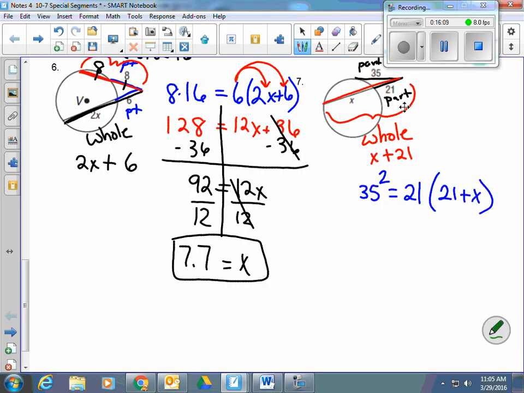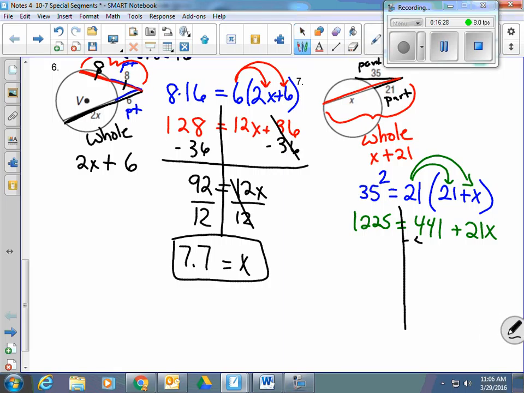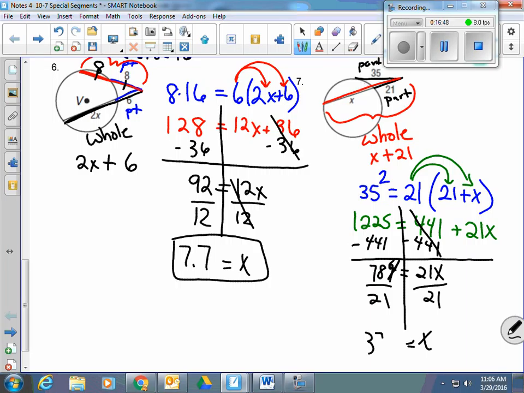Now what? Distribute. 21 times 21 is 441. 21 times x is 21x. What's 35 squared? Okay? Great. What do I do next? Good. Subtract 441. And you get what? 789, is that right? 784. Now what? Divide by 21. So x equals what? 37.3 repeating.